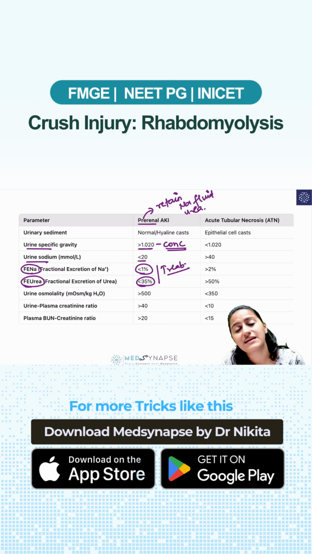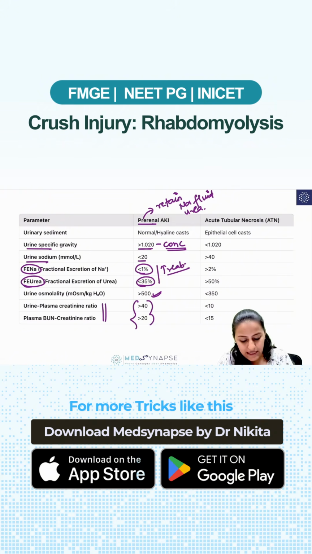So, the specific gravity is more in the pre-renal one, right? It's a concentrated urine which is going because we are reabsorbing all the fluid. The urine osmolality is going to be more because the fluid is what we are trying to absorb more. Now, urine to plasma creatinine ratio and the plasma BUN creatinine ratio. What is happening here? Remember, both of these ratios are high.